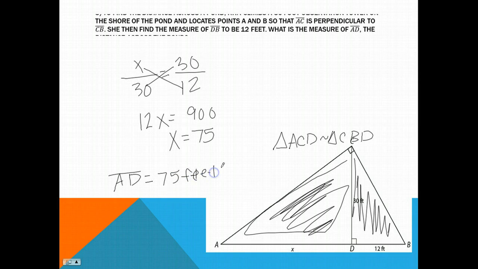Keep in mind, you can check to see if that makes sense. Since the shorter length of that leg is 30, it would make sense that x would be greater than that. So that's another way you can assess to see if your answer is correct.